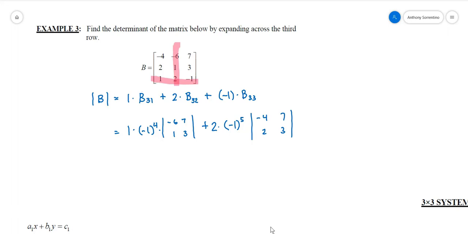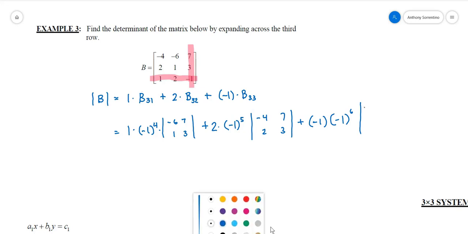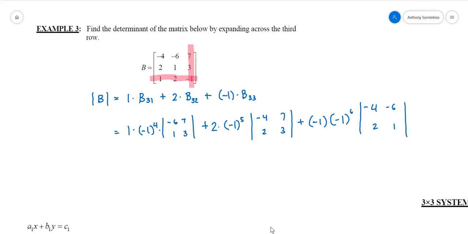And lastly, plus negative 1 times another negative 1. This negative 1 is coming from the formula for a cofactor, negative 1 to the sixth power, 3 and 3. And the determinant, again, still expanding across the bottom row. So I'm still eliminating that row, but I'm now eliminating this column. And so I'm going to have negative 4, negative 6, 2, and 1. So I have all these 2 by 2s, and that got bigger as I moved to the right.